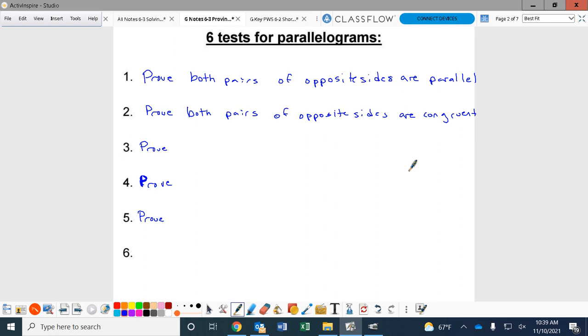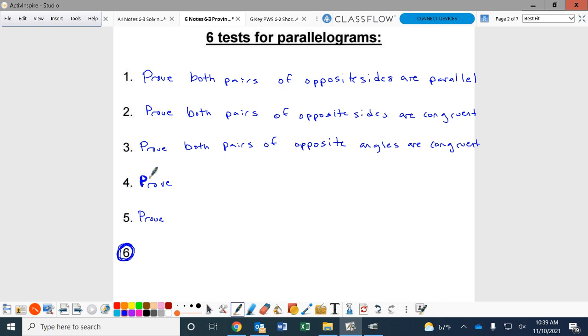Okay, what else makes something a parallelogram? Both pairs of opposite angles are congruent. Again, you only need one of these 6 tests to be true, and we know the first 5. The only one that's going to be new is number 6. This is the only one that's not a regular property.